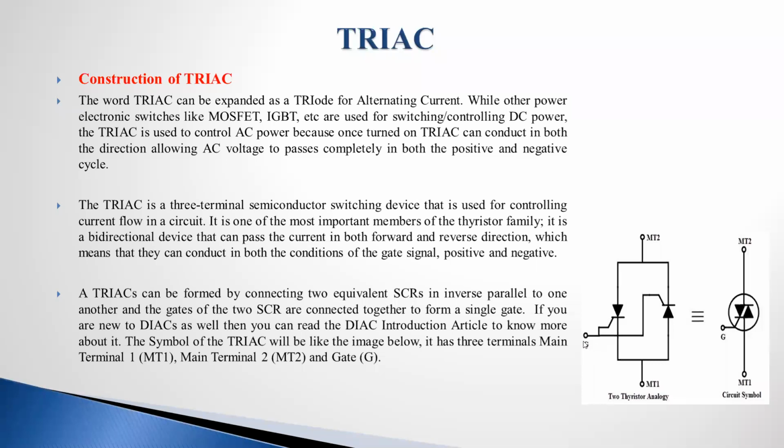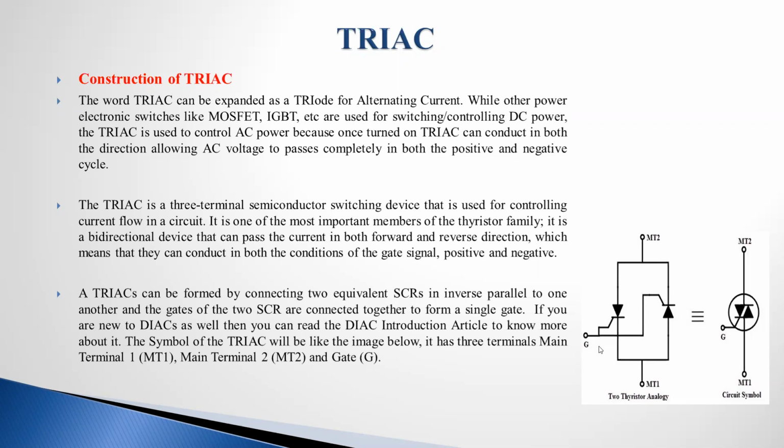Here, by taking two thyristors in anti-parallel, these two thyristors are connected in anti-parallel, but the gate circuit is common for both thyristors, like this. The gate circuit is common for both thyristors. So the triac can be made, and it has three terminals: MT1, MT2 and gate.